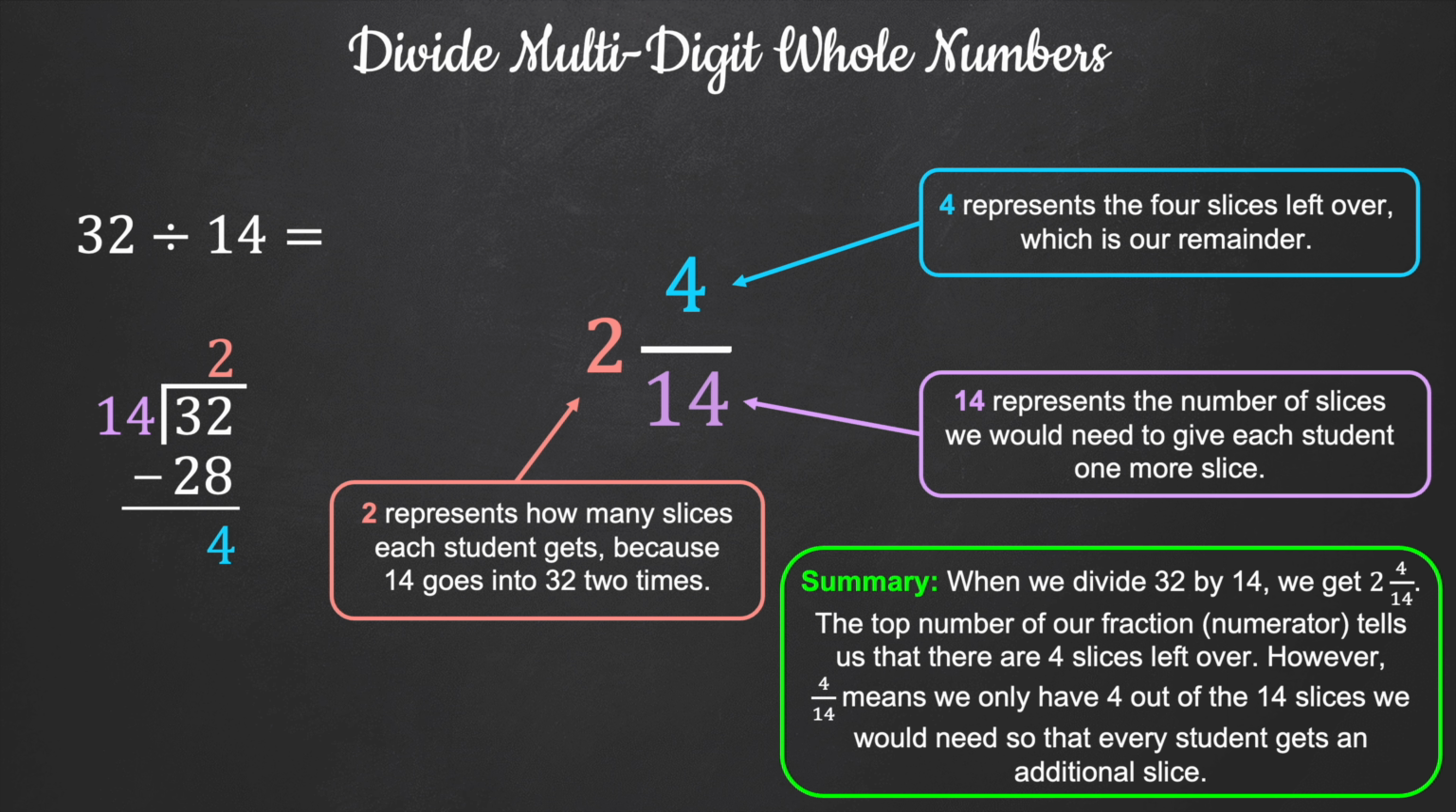So in summary, when we divide 32 by 14, we get 2 and 4 over 14. The top number of our fraction, which is our numerator, tells us that there are 4 slices left over. However, 4 out of 14 means we only have 4 out of the 14 slices we would need so that every student gets an additional slice. And that's how we write our remainder as a fraction, and this is what it would mean in the context of our word problem.